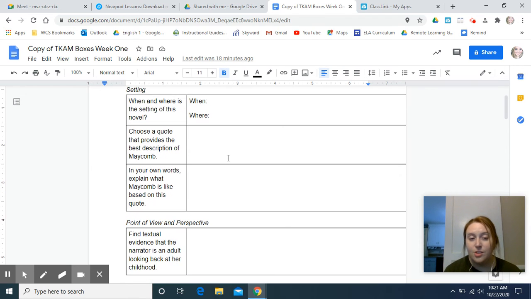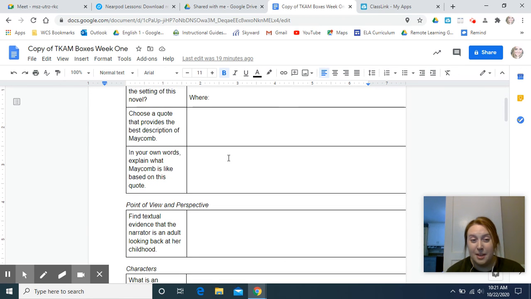Choose the quote that shows a good description of Maycomb. This would be best found in the very first paragraph after that big preface that Harper Lee writes. She does a really good job of painting the picture of what Maycomb looks like, and then explain Maycomb in your own words based on this quote.